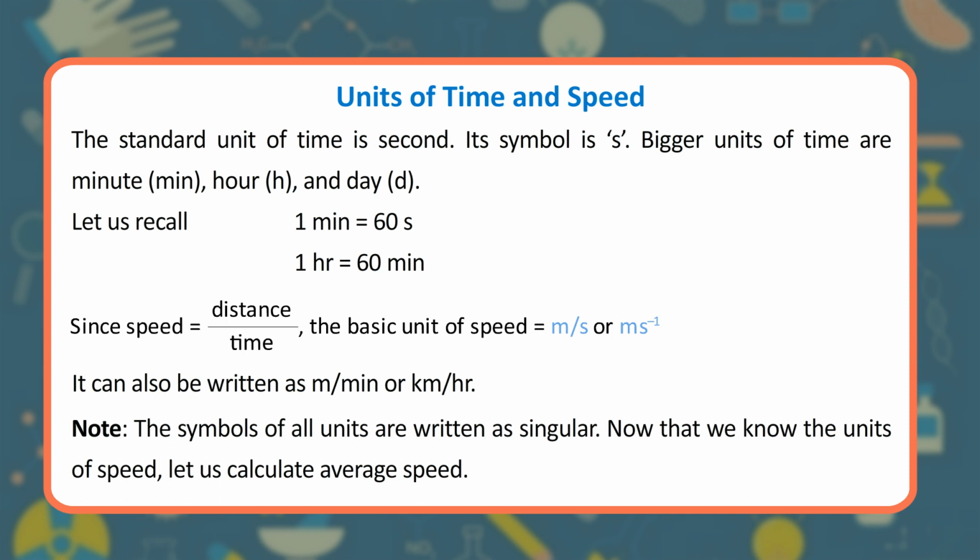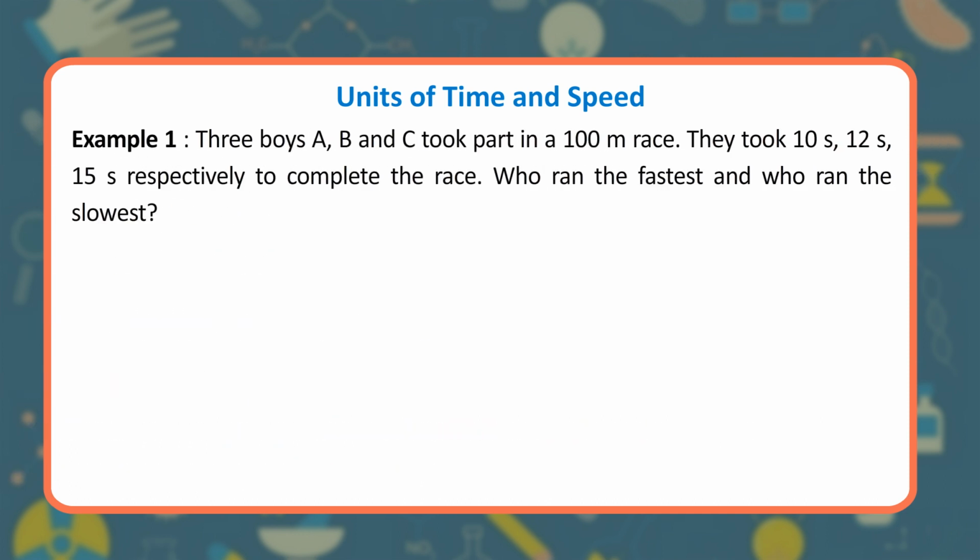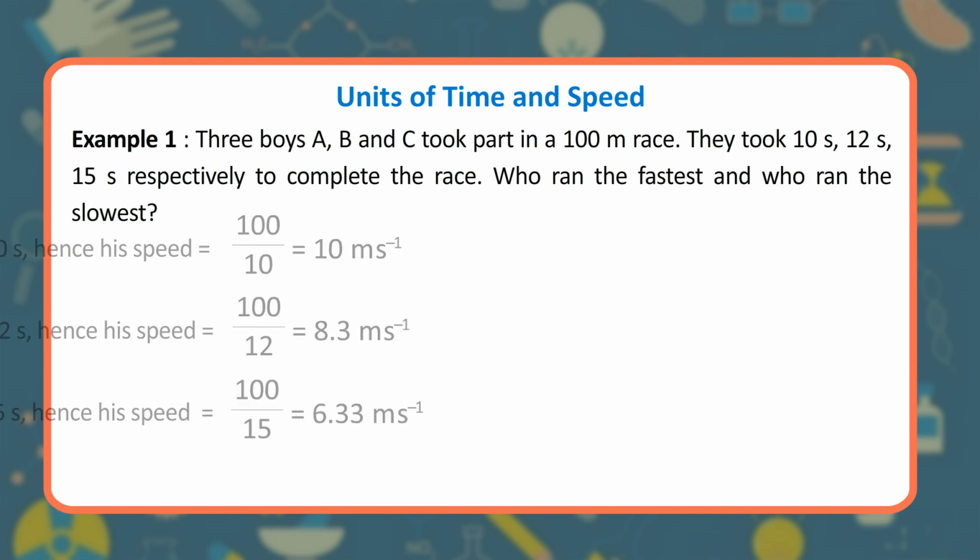Now that we know the units of speed, let us calculate average speed. Example 1. 3 boys A, B and C took part in a 100 meters race. They took 10 s, 12 s, 15 s respectively to complete the race. Who ran the fastest and who ran the slowest?